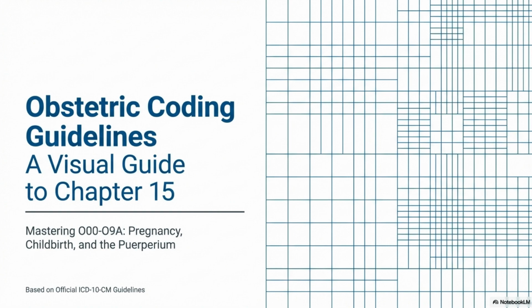Today, we're diving into the ICD-10-CM guidelines for Chapter 15, Pregnancy, Childbirth, and the Puerperium, covering codes O00 through O9A. Because this chapter is extensive and full of critical rules, we've divided it into two separate presentations. This video covers the foundational guidelines, and the second video will continue with the remaining concepts you need to code Chapter 15 accurately and confidently.